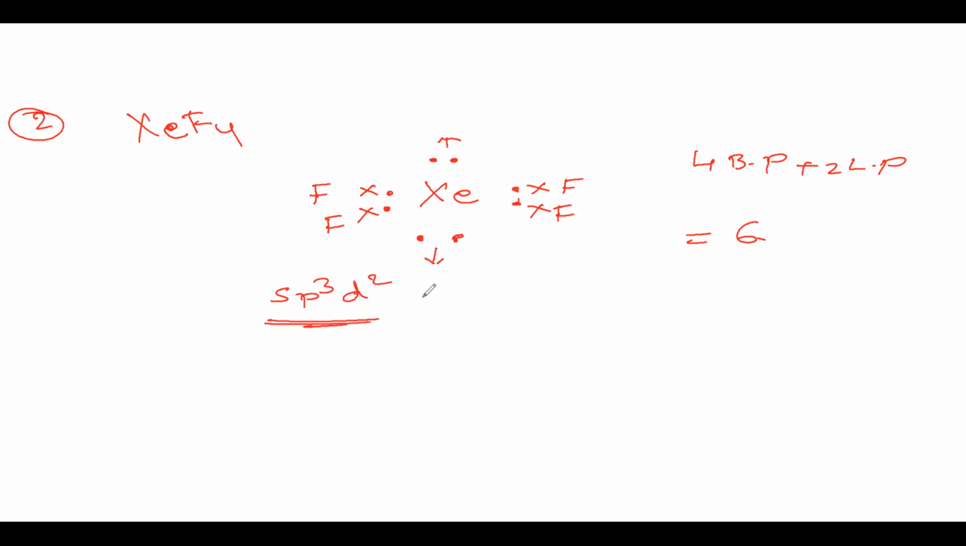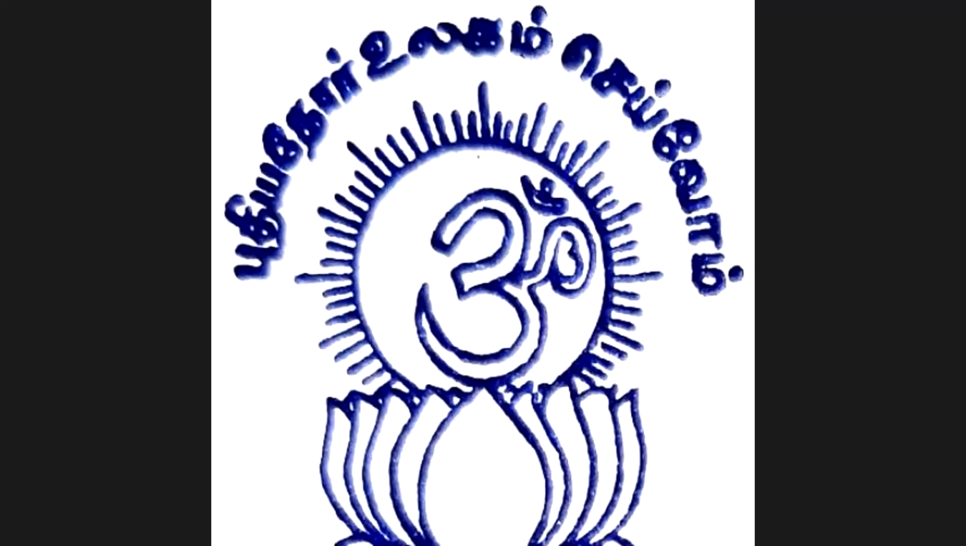But the shape is not octahedral. Its shape is different, square planar. So it is sp3d2 hybridization, but the shape is not octahedral like SF6. SF6 is octahedral, but XeF4 is not because of the presence of 2 lone pairs. I hope it is clear. In this way, we have 2 alternate methods to find hybridization. Next, we are going to discuss more about MOT in the next session. Thank you all.